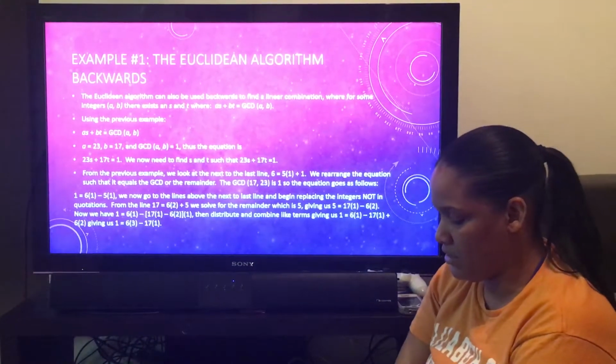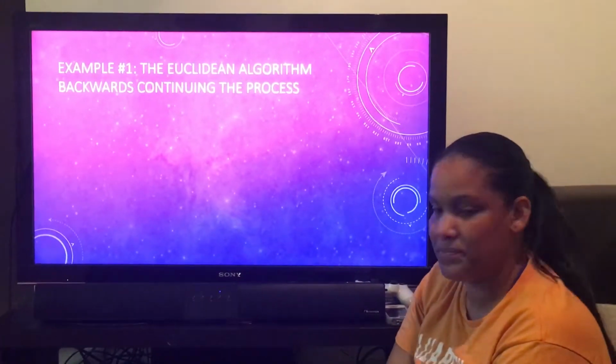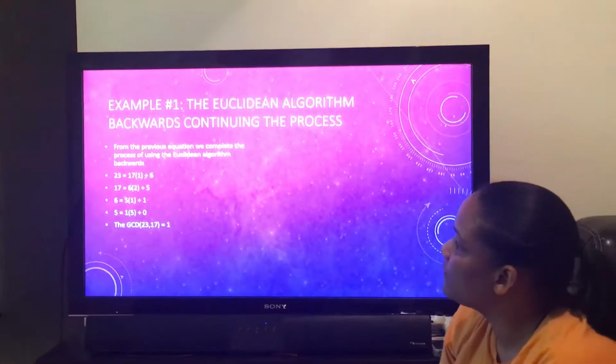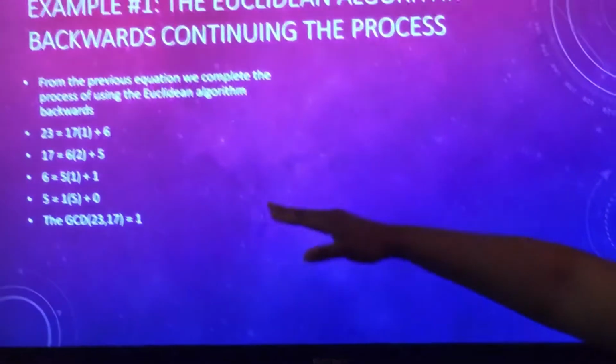We're going to hurry this along because I think I'm running out of a little bit of time. So, from the previous example, I have it all written out for us.